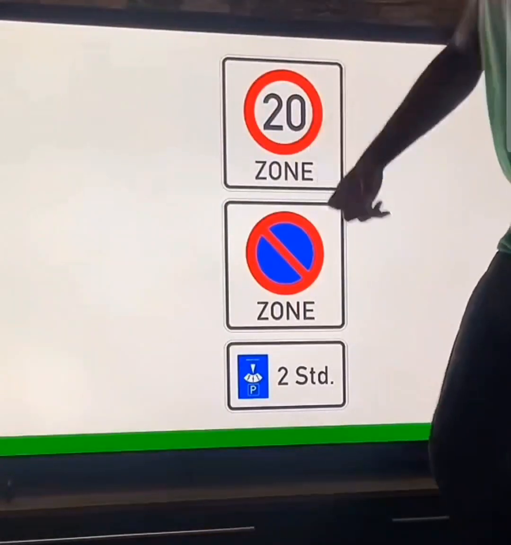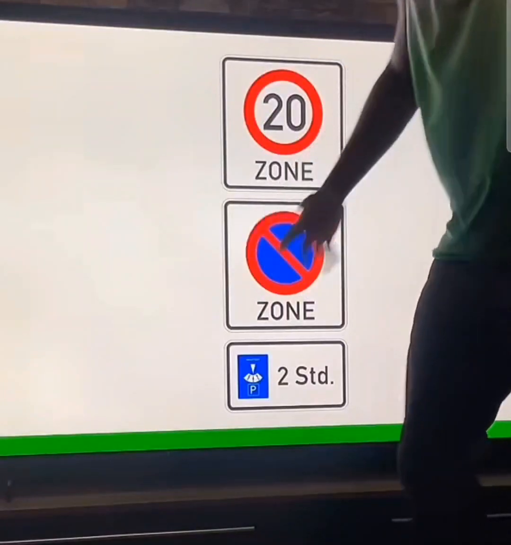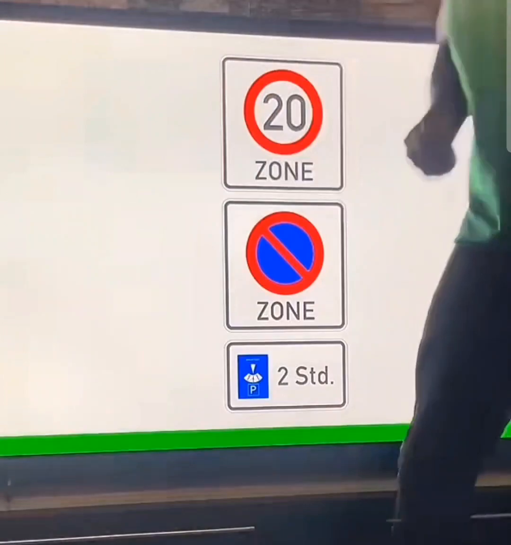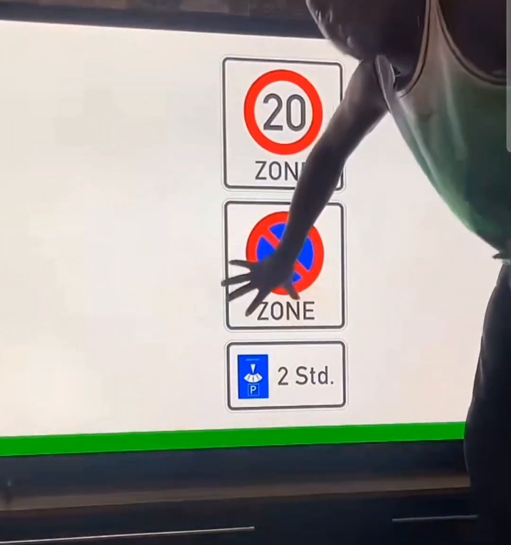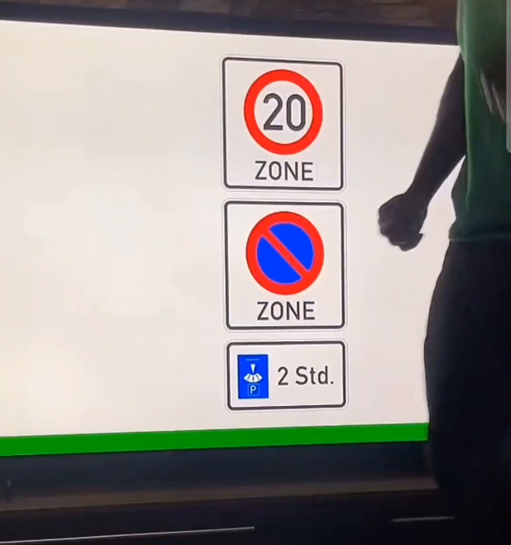You bought 5 crates of stout, of Heineken, and you want to put them in your car. It should not be more than 3 minutes. So you are allowed to stop in this place, but not for more than 3 minutes.